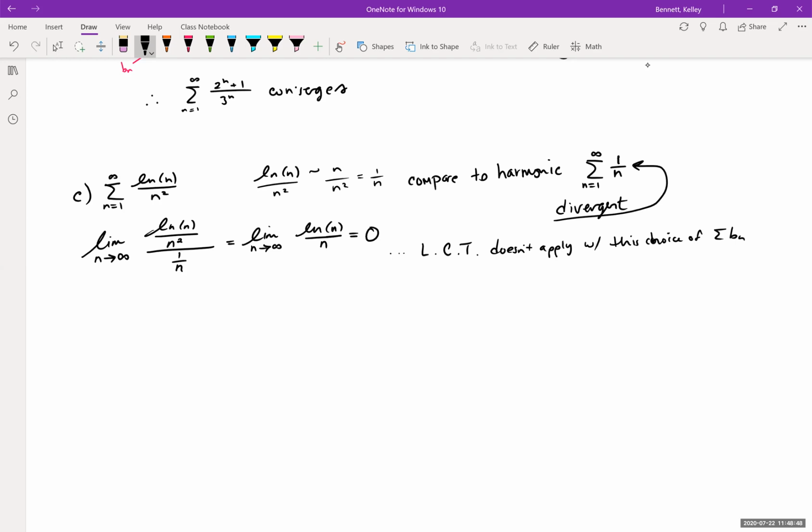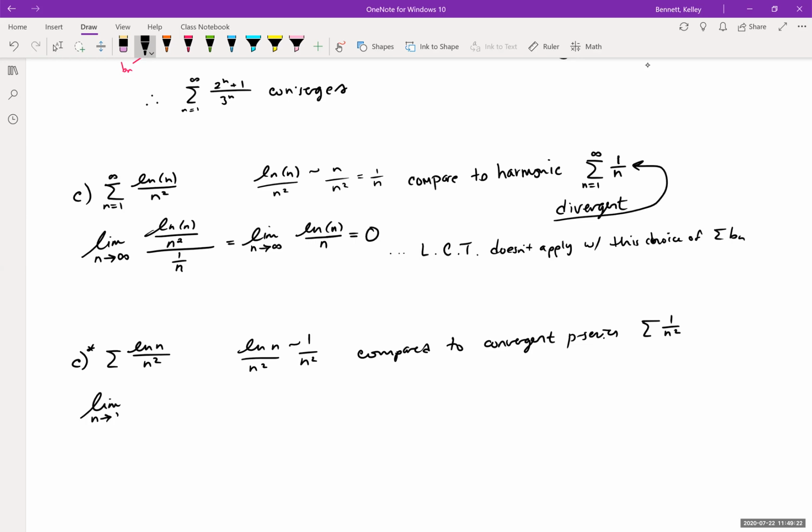So you may also try, okay, so let's do round 2. You might say, okay, well, ln of n, it's less than linear, but maybe it's kind of close to like 1. So let's do 1 over n squared. And so you compare it to a convergent p-series, 1 over n squared. So let's try that limit.